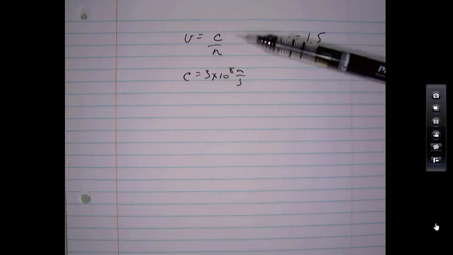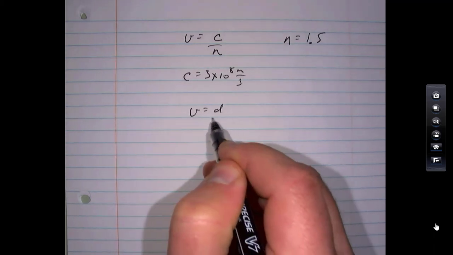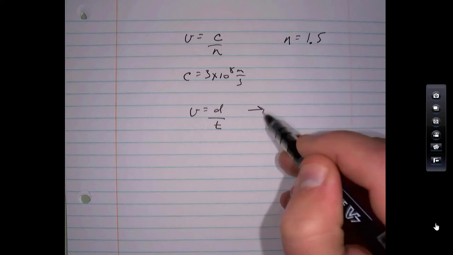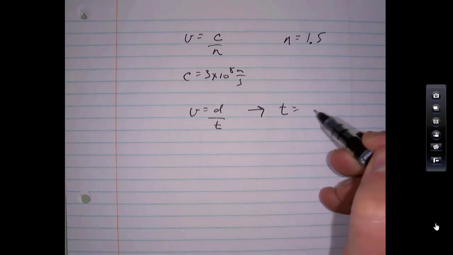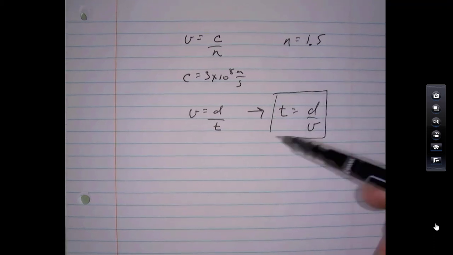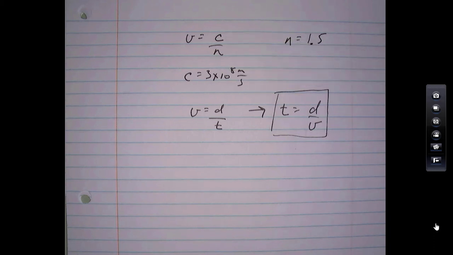Once you know how fast it's traveling, speed is equal to distance divided by time. They give you the distance in the problem, so you can figure out how long it takes. The amount of time would be the distance divided by the speed. This is stuff from Physics 220. The new part here is figuring out how fast light is actually traveling in glass. Alright, let's take a look at the next one.